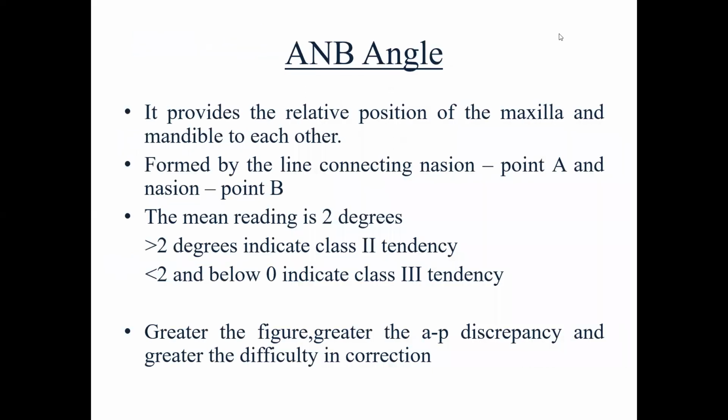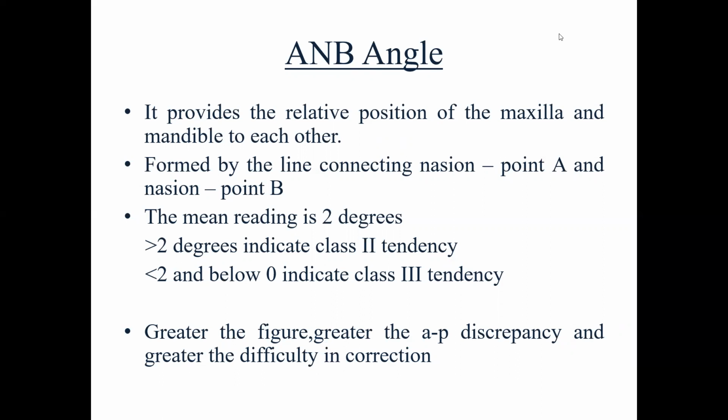And the third angle is ANB angle. The ANB angle provides the relative position of the maxilla and the mandible to each other in the sagittal plane, and it is formed by the line connecting nasion point A and the nasion point B. So ANB angle is the angle formed between the nasion point A line and nasion point B line. The mean value is 2 degrees, and a value more than 2 degrees indicates a class 2 tendency, and less than 2 degrees indicates the class 3 tendency.